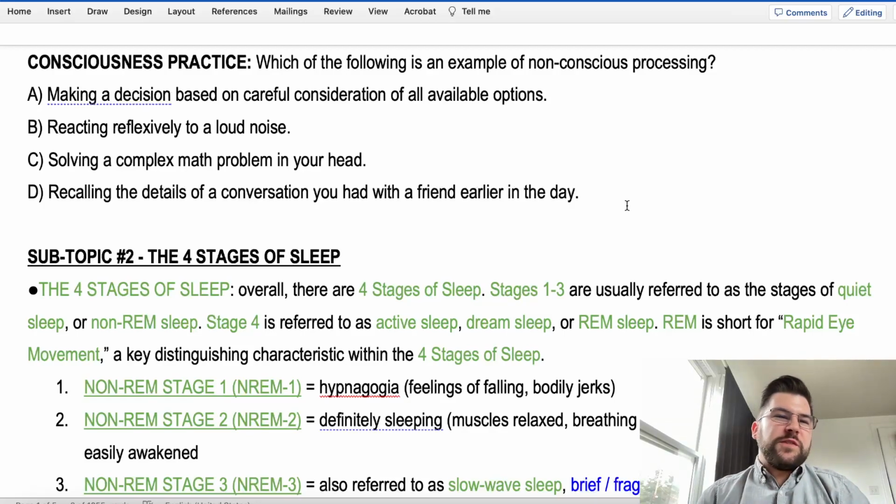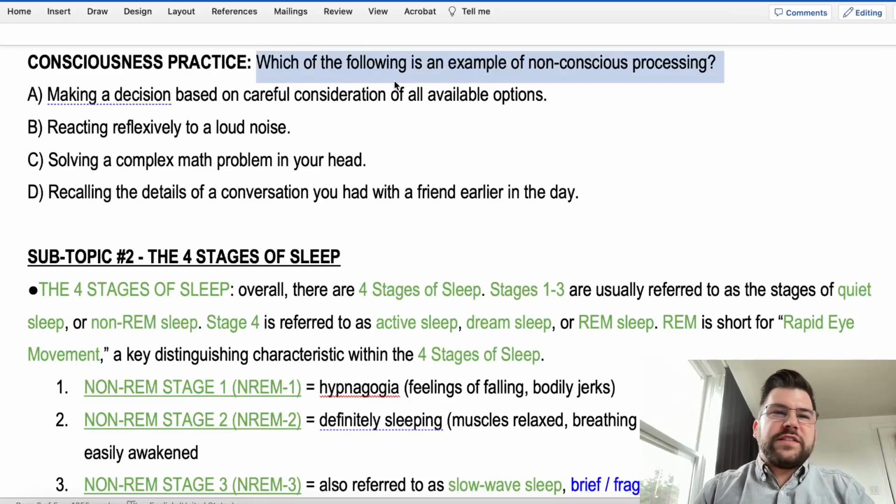This final part is just going to be looking at some practice problems. We got a bit of a problem set here, just to better prepare you for anything you might see on an exam. So we're going to start right here with another practice question on consciousness. Which of the following is an example of non-conscious processing?